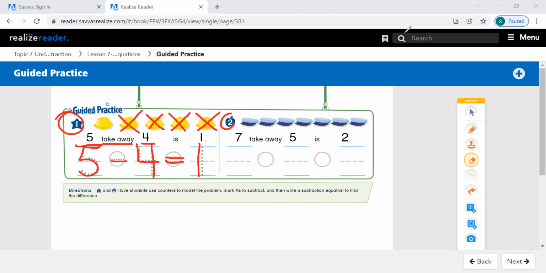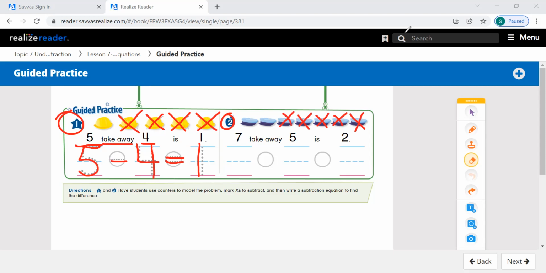Let's look at number 2. All right, we have 7 hats in all. 7 take away 5. So what are we going to do? We are going to put an X on 5 hats. 1, 2, 3, 4, 5.